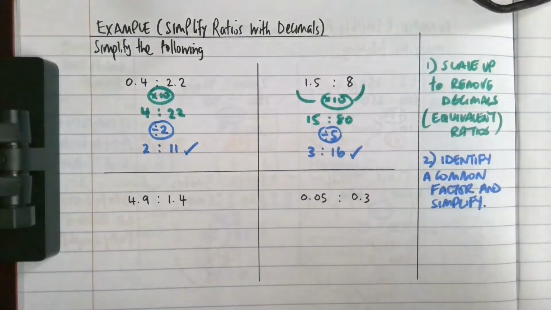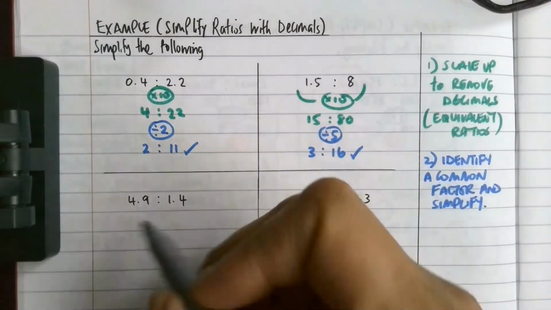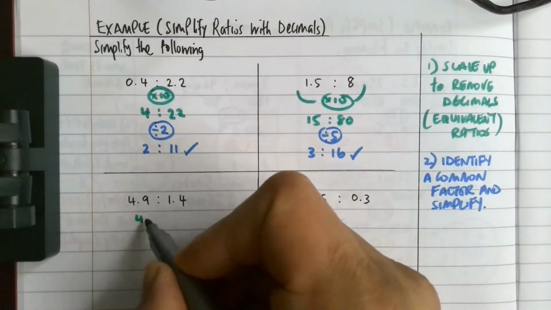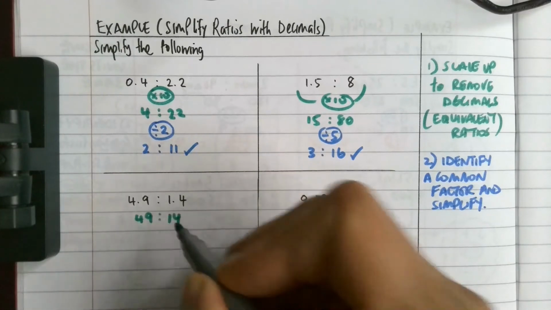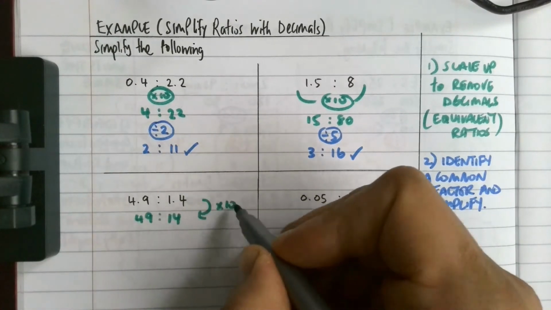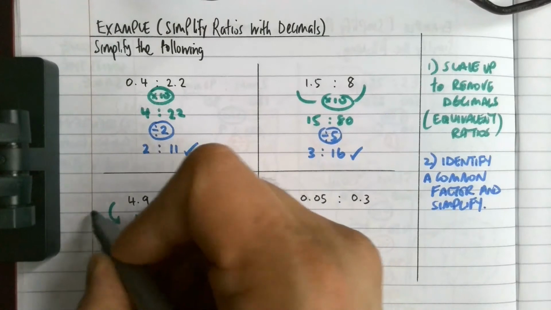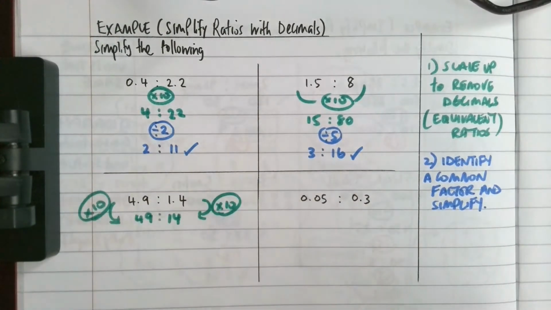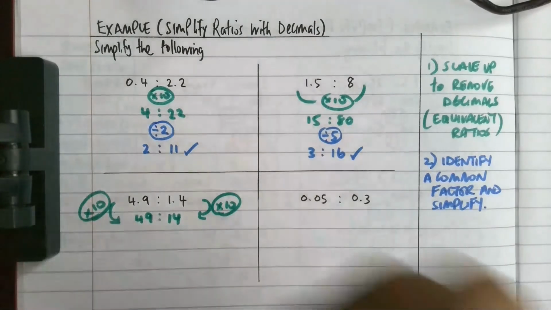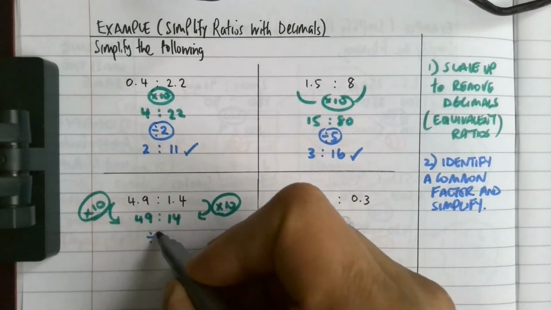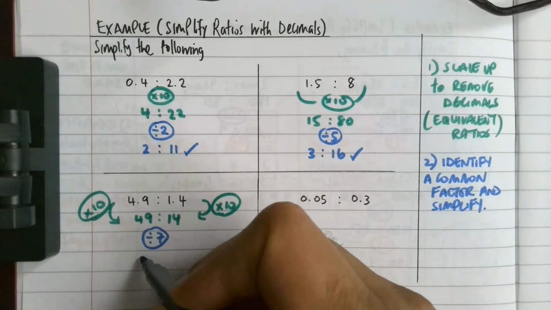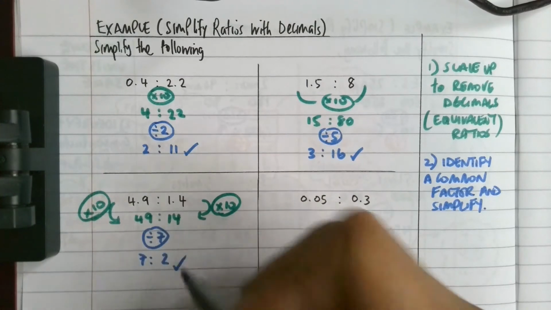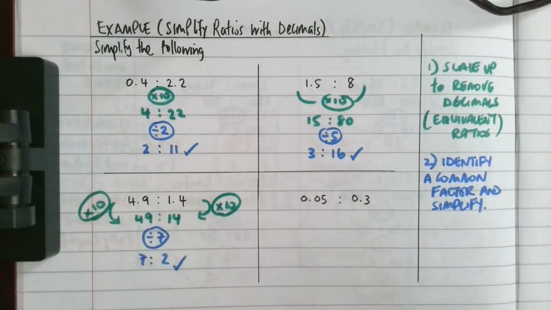For 4.9 to 1.4, again, I'm going to scale up. I'm going to multiply both parts of the ratio by 10. And I'm going to end up with 49 to 14, times by 10 on that side and also that side. Just showing you a different presentation of that same solution. And then I'm going to identify the common factor, which is 7, and then divide both parts of the ratio by 7 to get to 7 to 2.